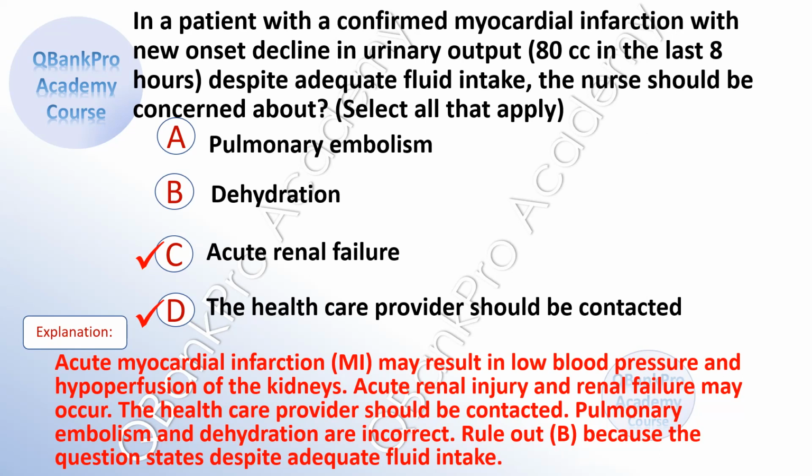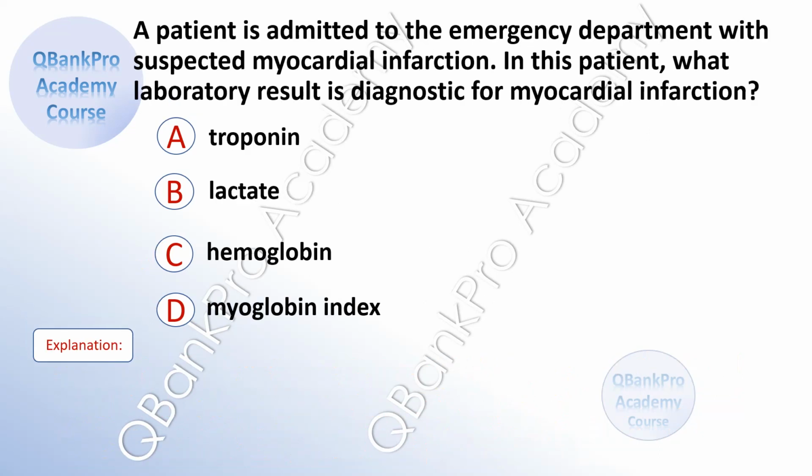Explanation. Acute myocardial infarction may result in low blood pressure and hypoperfusion of the kidneys. Acute renal failure and acute renal injury may occur. The healthcare provider should be contacted. Pulmonary embolism and dehydration are incorrect. Rule out B because the question states despite adequate fluid intake.